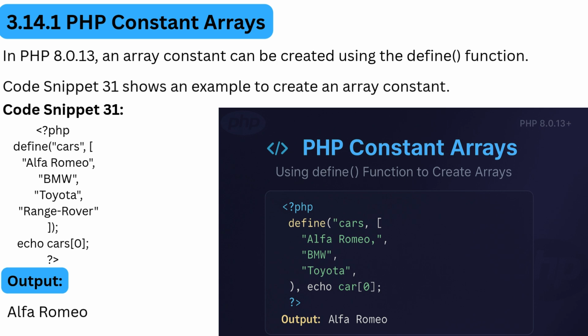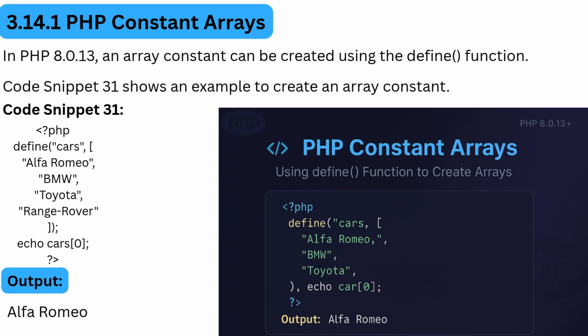When we use echo cars[0], PHP accesses the first element in the array because, just like regular arrays, constant arrays are indexed starting from 0. That means cars[0] refers to the very first value, which is Alfa Romeo. So, when this script is executed, the output displayed on the screen will be Alfa Romeo.